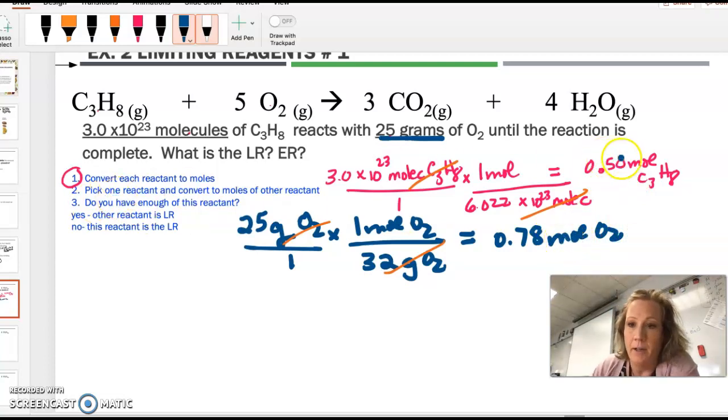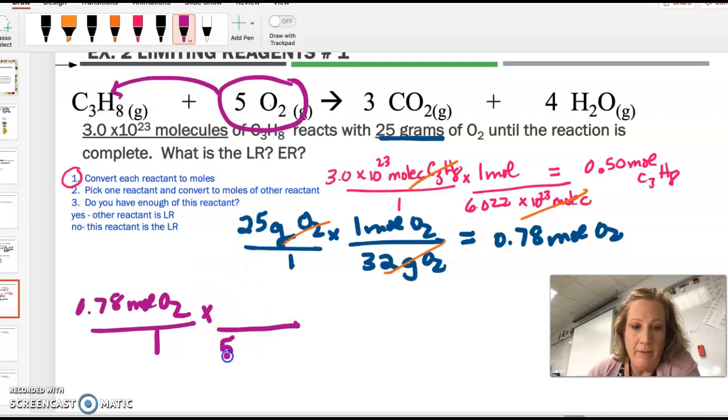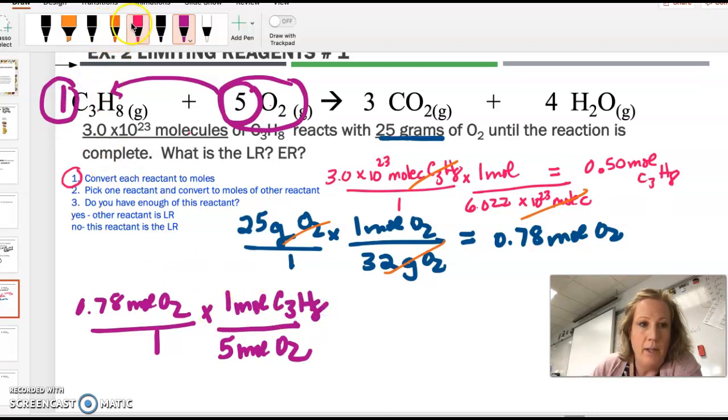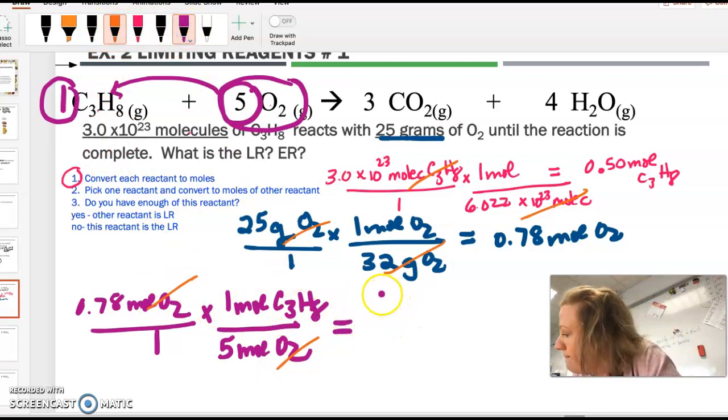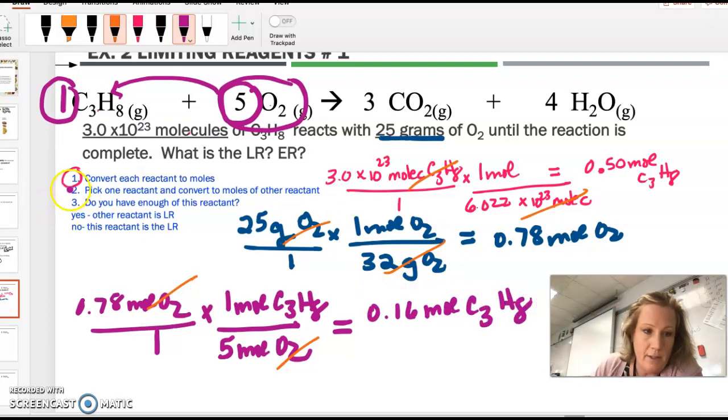The second step now is we're going to convert one of these, moles of C3H8 to moles of O2, or moles of O2 to C3H8. I'm going to start with the moles of O2. So I'm going to take my 0.78 moles of O2, and I'm going to convert these moles to these moles. So I'm going to do a mole-mole ratio. I'm going to put my 5 on the bottom. That's my coefficient right here. And I'm going to put my 1 on the top. So when I do this, I end up with my moles of C3H8, which are 0.16. So I just did step 2.